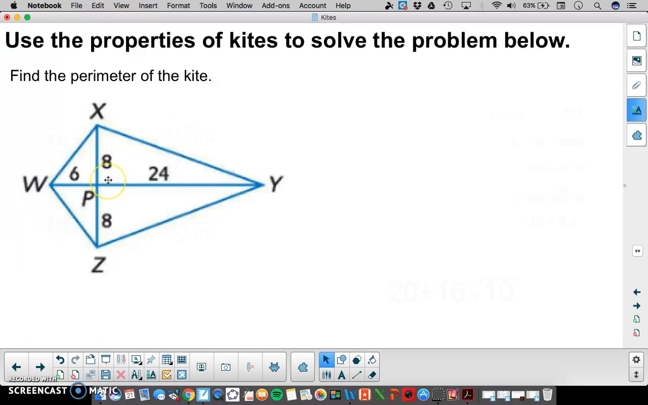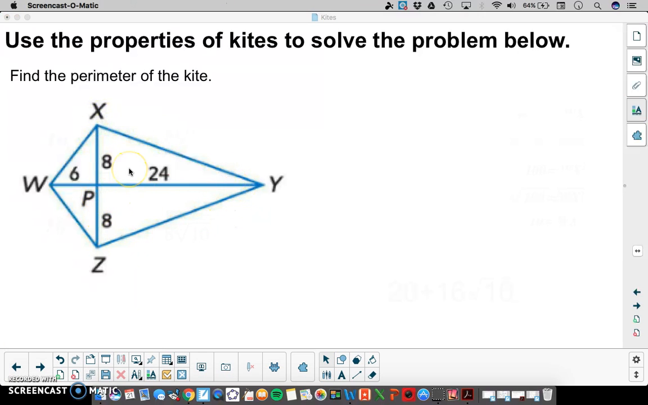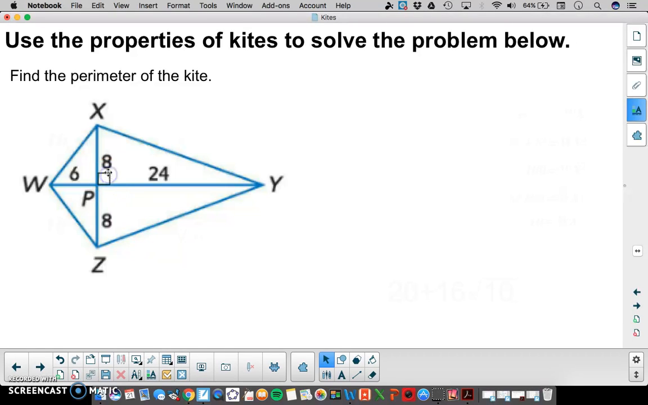Well, because we know that this is a kite, we know that the diagonals are perpendicular to one another. That creates 4 right triangles in this kite. Therefore, because I have 2 sides of each of these right triangles, I can use Pythagorean theorem to solve for each one of the side lengths of the kite, and then add them all up to find the perimeter. So first, I'm going to use PZ and PY in Pythagorean theorem. So PZ squared plus PY squared is going to equal ZY squared.